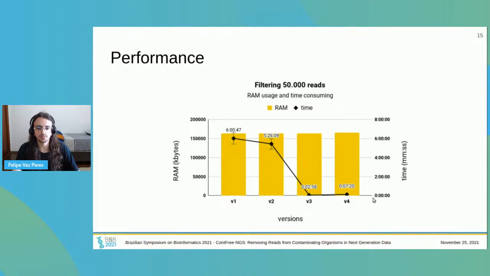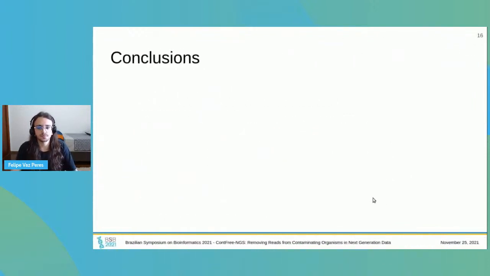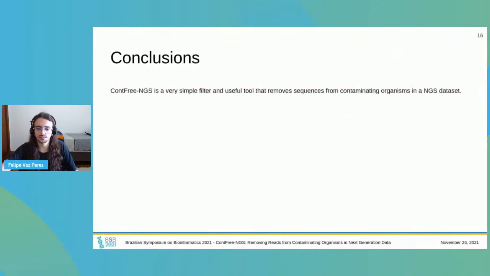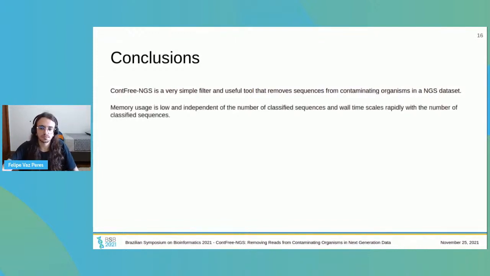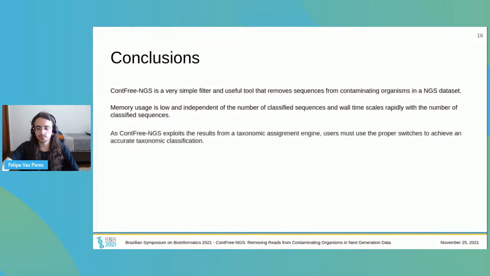And for the conclusions, Control-NGS is a very simple and useful filter tool that removes sequences from contaminating organisms in NGS datasets. Memory usage is low and independent of the number of classified sequences, and the wall time scales rapidly with the number of classified sequences. And as Control-NGS exploits the results from a taxonomic assignment engine, users must use the proper tools to achieve an accurate taxonomic classification.